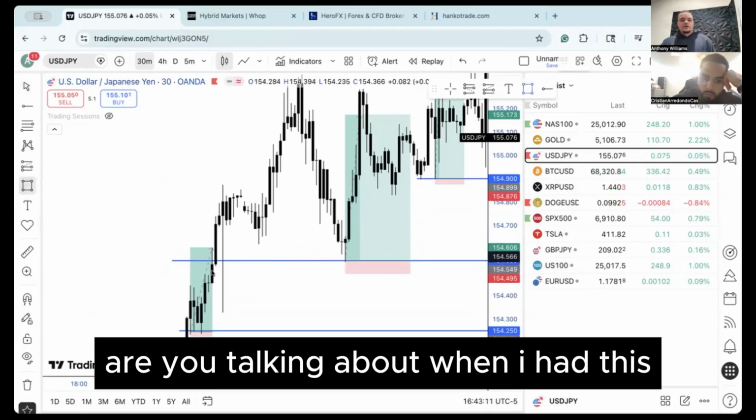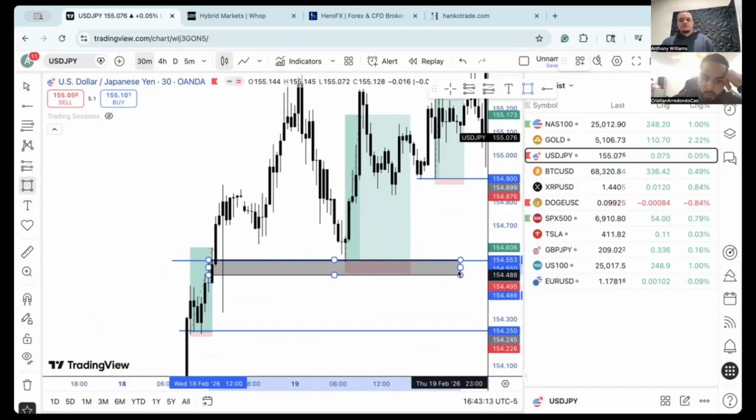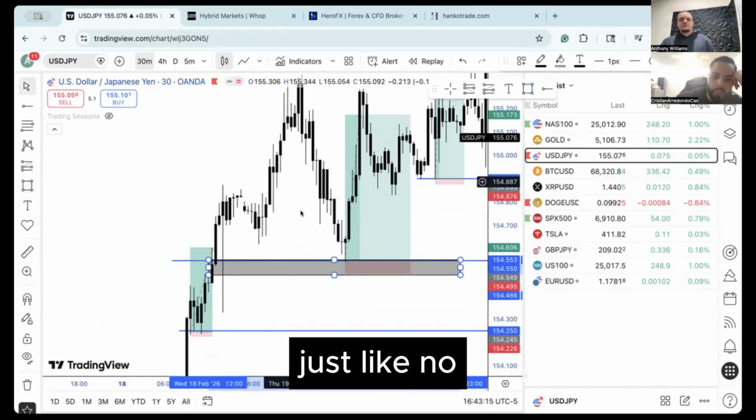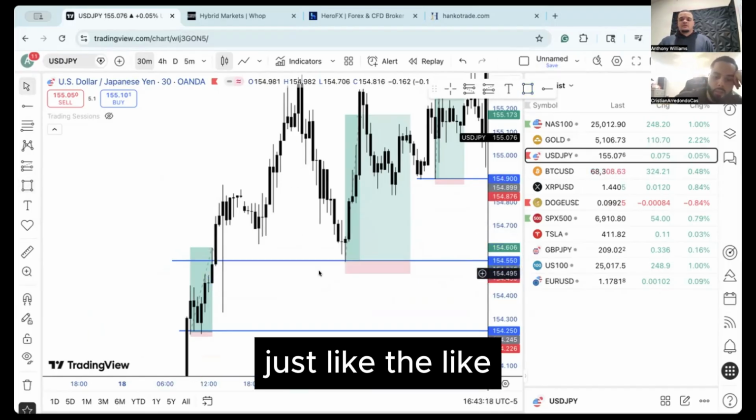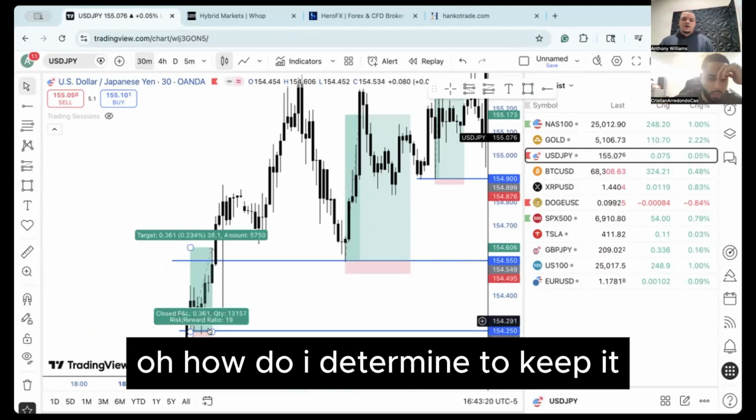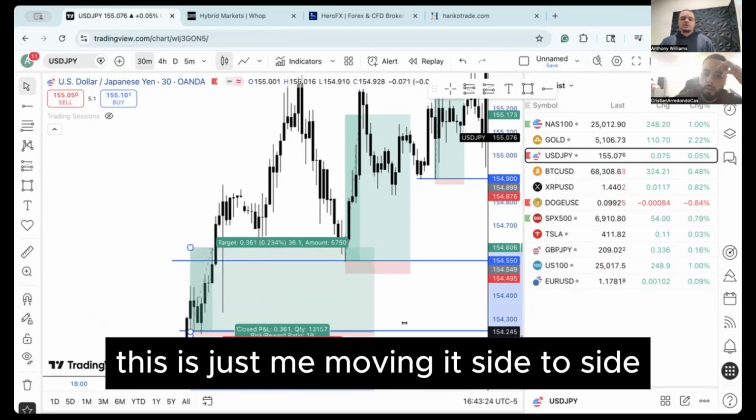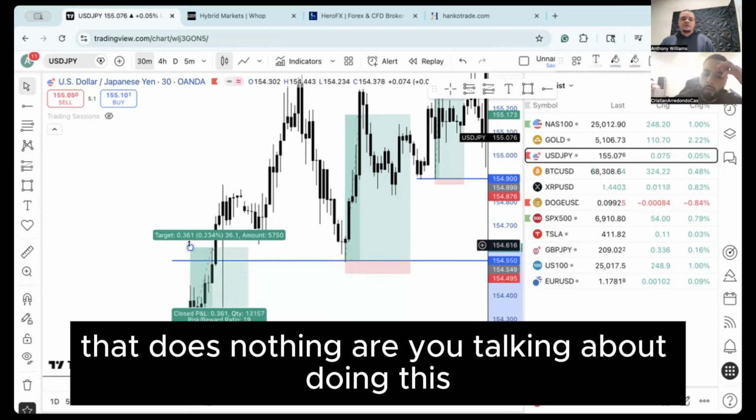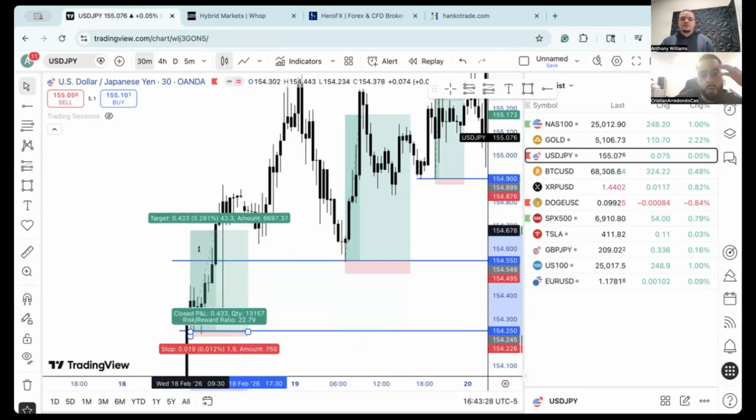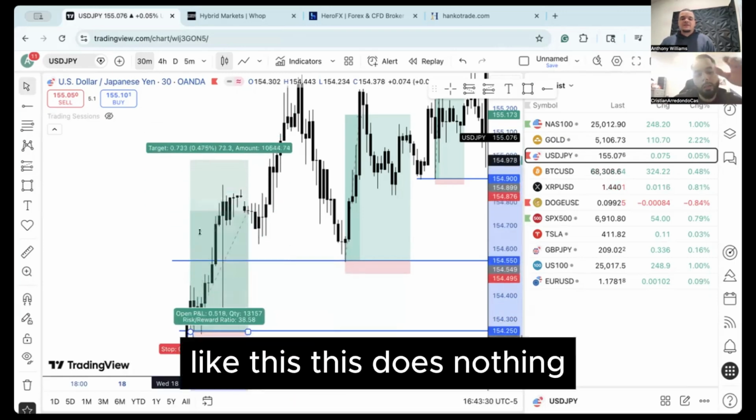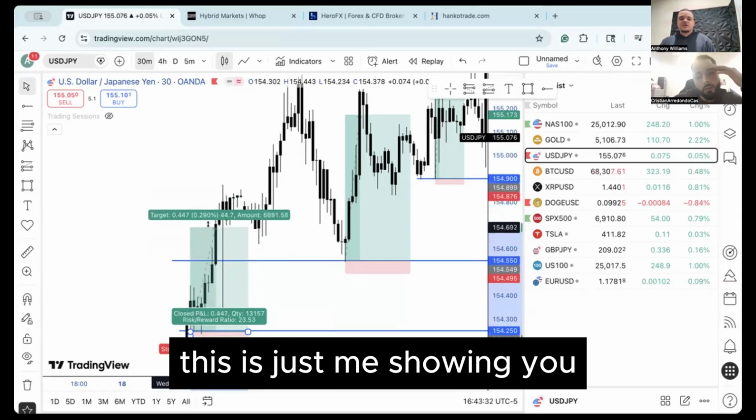Are you talking about when I had this? No, just the green sections. Oh, how do I determine to keep it? Oh, this does nothing. This is just me moving it side to side. That does nothing. Are you talking about doing this? This does nothing. This is just me showing you.